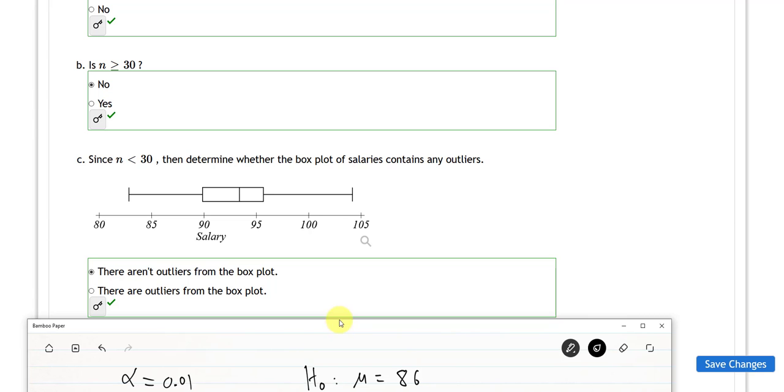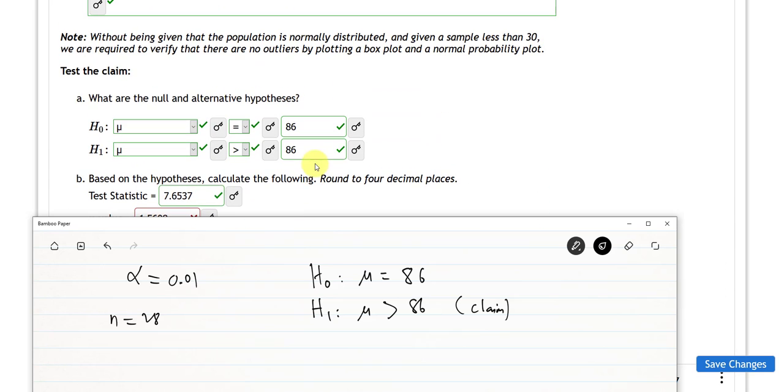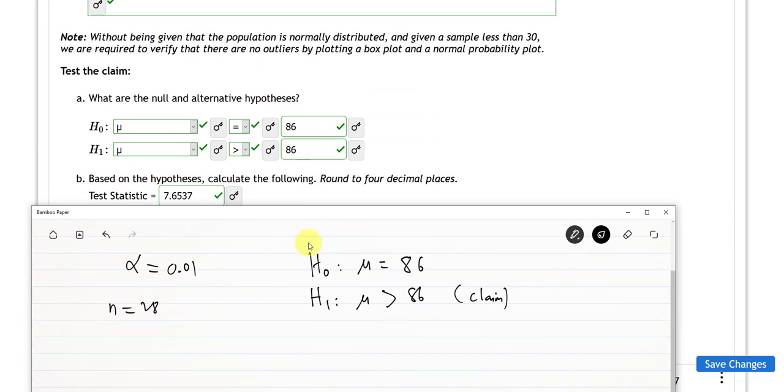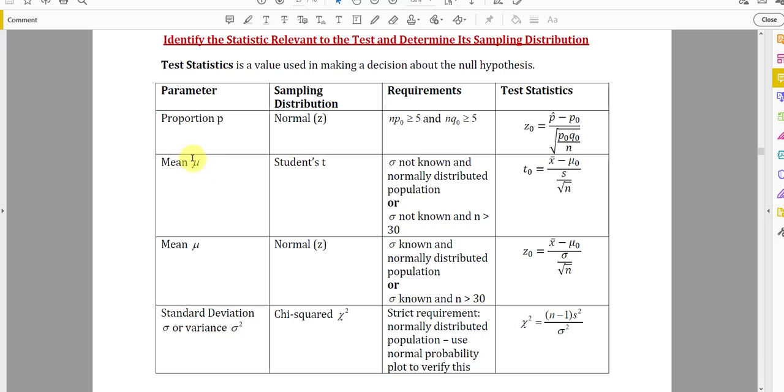After we check everything, we are ready to find a test statistic, following the hypothesis setup right here. So how do I find a test statistic? Let's go back to our formula. We are talking about the mean, and there are two cases.